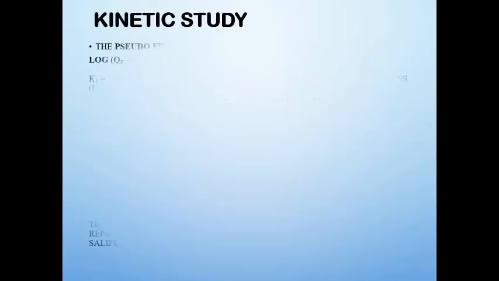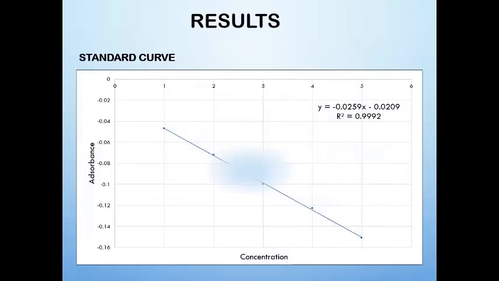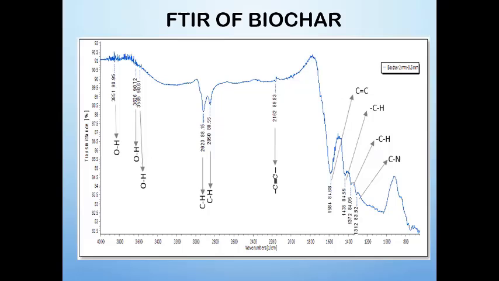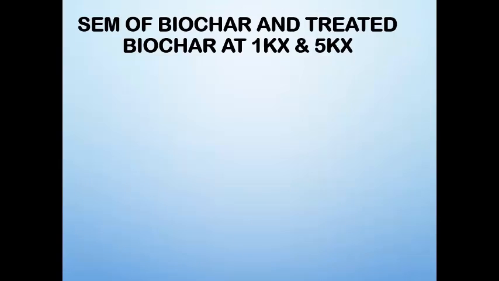Okay. Kinetic studies: pseudo first order and pseudo second order, these are their respective equations. A standard curve was used with an R square value of 0.99. This is the FTIR that shows the different functional groups that are attached. This is the FTIR of treated biochar that shows only the carboxyl group within the difference.